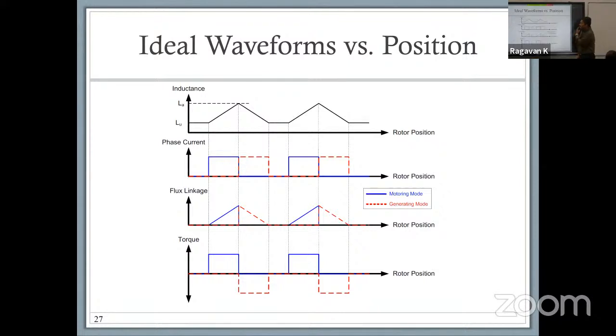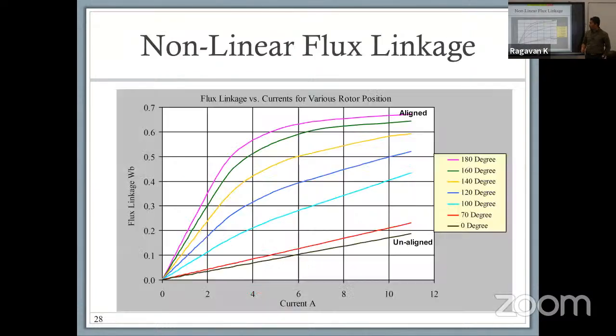So essentially the ideal waveforms are where you apply the current on the leading edge if you want to run it as a motor. If you want to run it as a generator, you apply it on the trailing edge. So as long as the speed is positive, you'll get negative power, which means power flows from the machine to the supply. This gives you a quick understanding of what the flux linkage versus current looks like at different rotor positions. This is for different values of current.